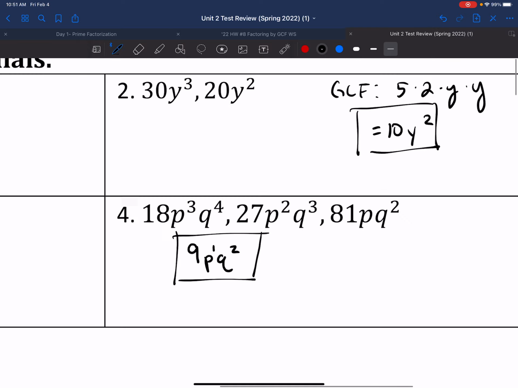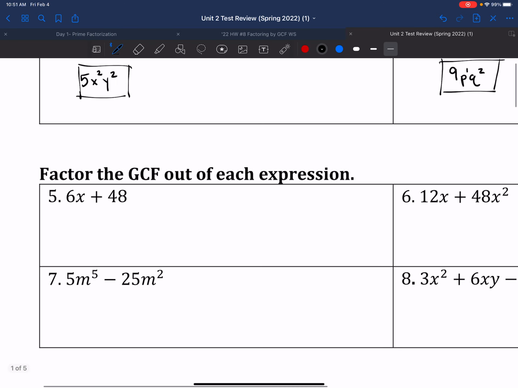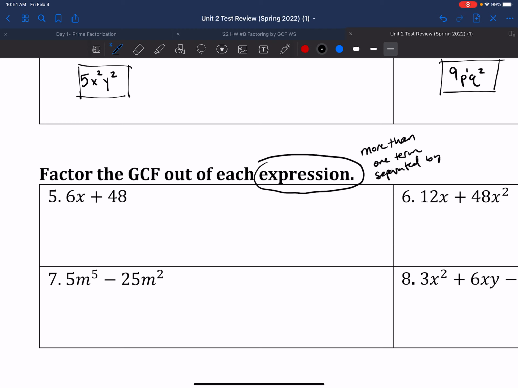Okay, so now I'm going to factor the GCF out of each expression. I just want to remind y'all what an expression is. An expression is where you have more than one term separated by a sign. There is no equal sign. So this kind of looks like an equation, right? But this time it doesn't have an equal sign. It's just two terms by itself.